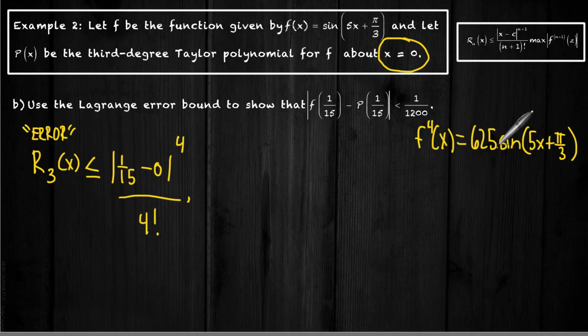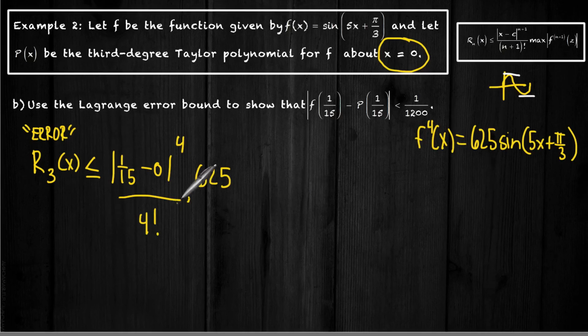Now this next part, we've got to say what is the maximum value of the fourth derivative. Now let's just take a look at the fourth derivative. The fourth derivative is 625 sine of 5x plus pi over 3. Well, we know that the sine graph looks like this. The highest it ever goes is 1, and the lowest it ever goes is negative 1. So therefore, the highest value that this fourth derivative could ever be, regardless of what x we choose, is simply going to be 625, because the sine will never be bigger than 1. So now we can say that 625 is the maximum value of our n plus 1 derivative.